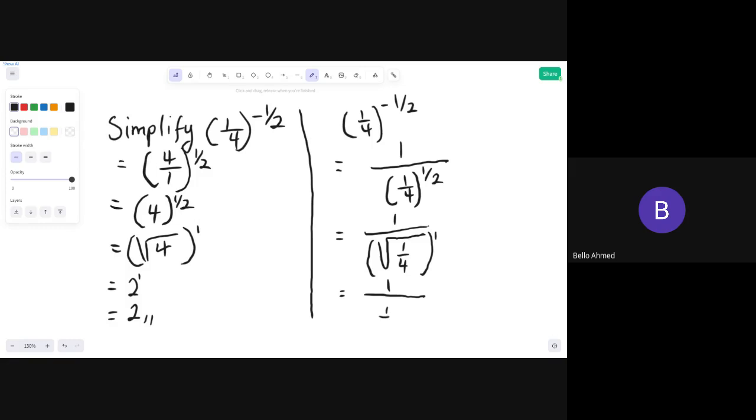Then over, what about the square root of 4? Well, the square root of 4 is 2. Then everything raised to the power of 1. You know that anything raised to the power of 1 is actually that thing. So I'm going to complete it here. So I have 1 over 2, because 1 over 2 raised to the power of 1 is 1 over 2.